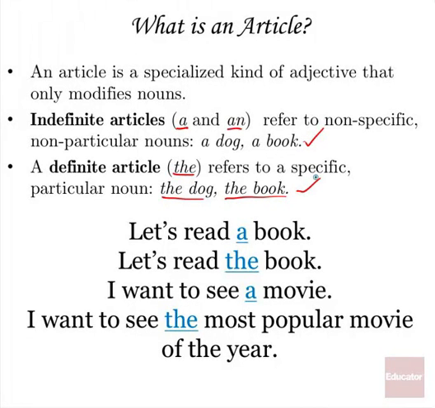So, let's look at how it changes the meaning of the sentence. Let's read a book. Any book will do. How about this book? Let's read the book. That implies that there's only one book that you could possibly be talking about. I mean, the book. I want to see a movie. Any movie will do. I want to see the most popular movie of the year. Well, there can only be one of those, so you use the.